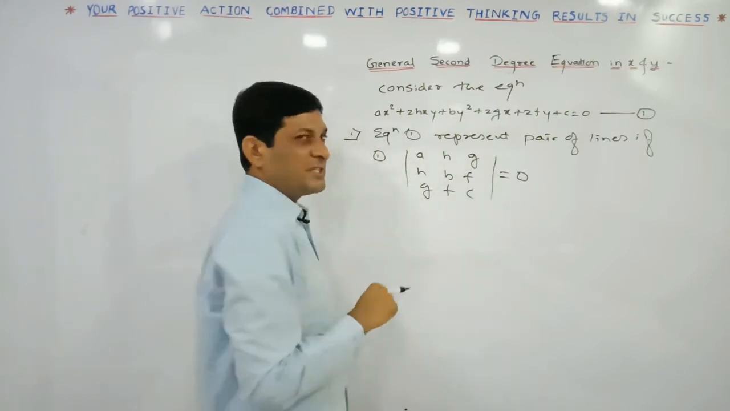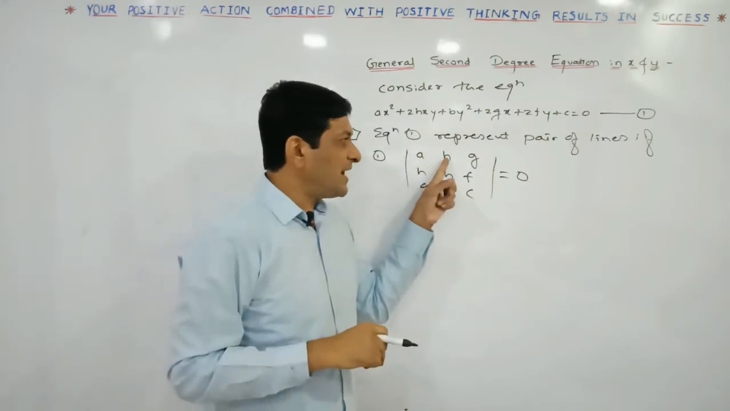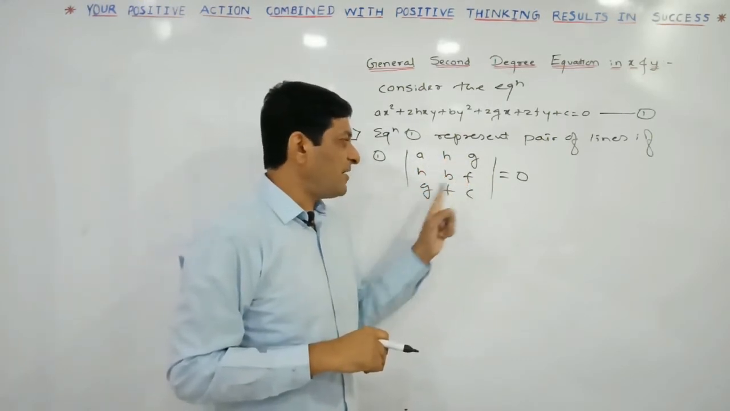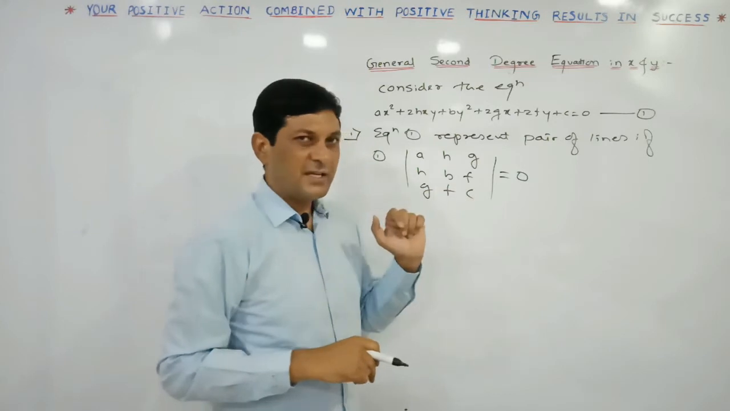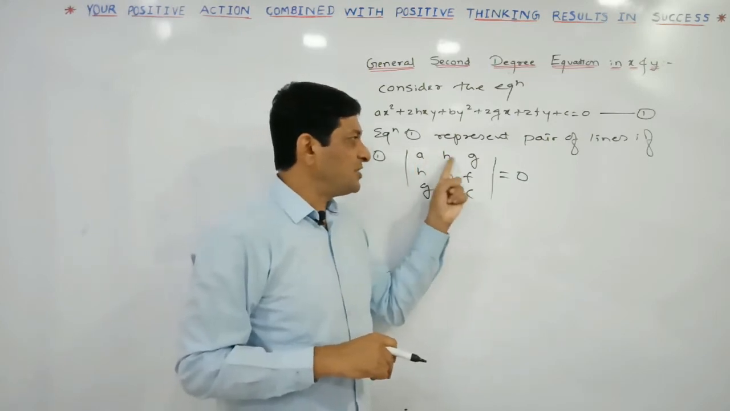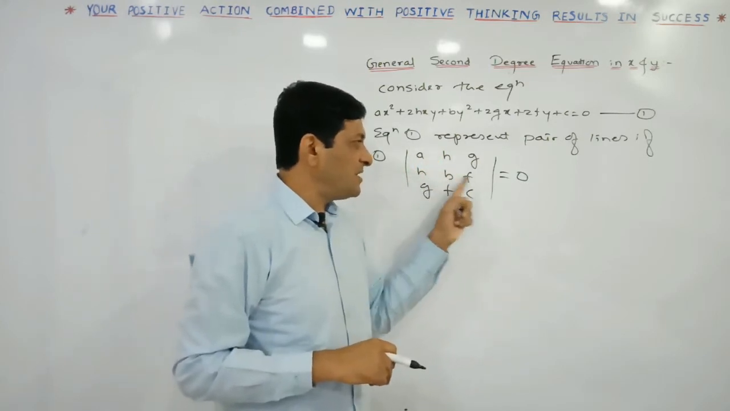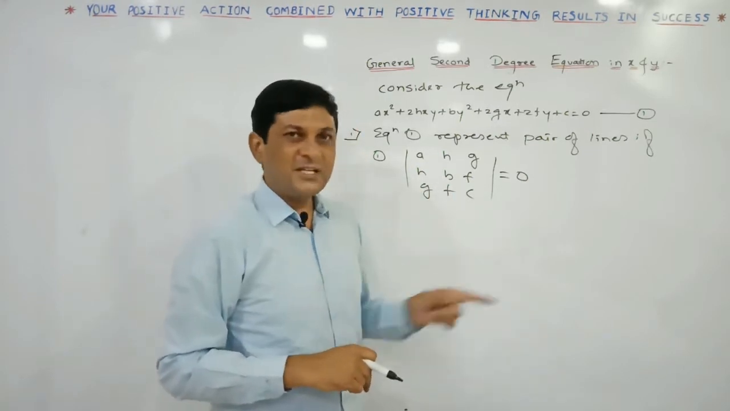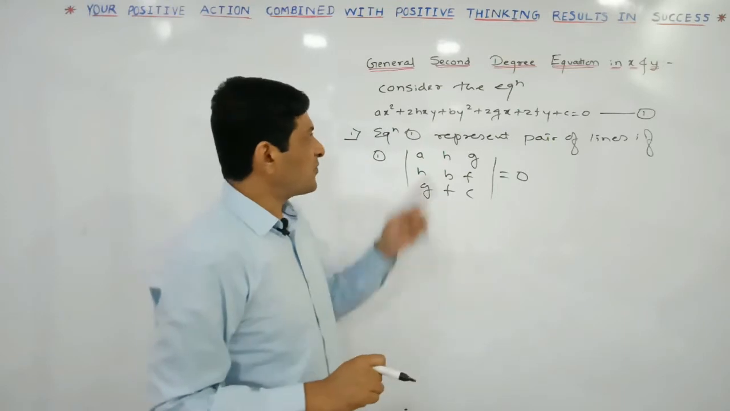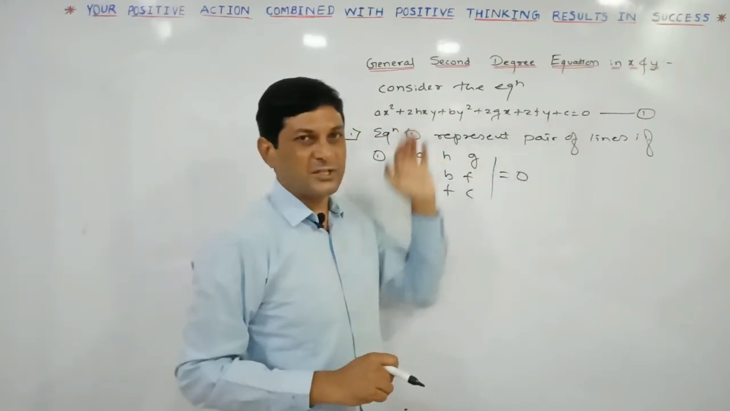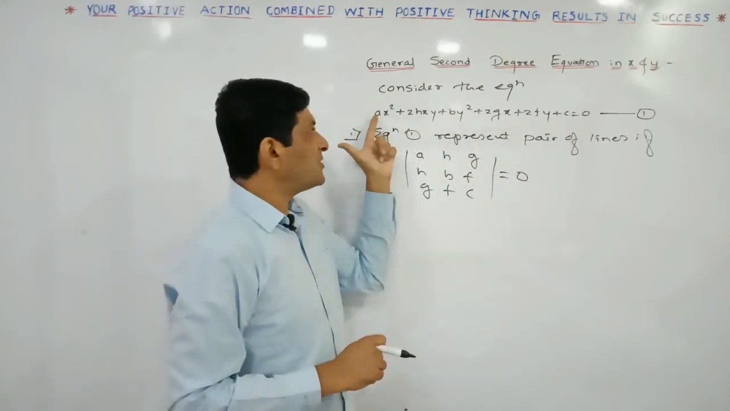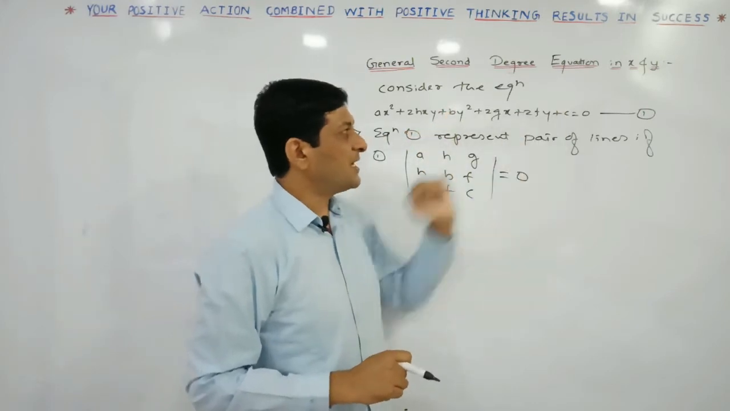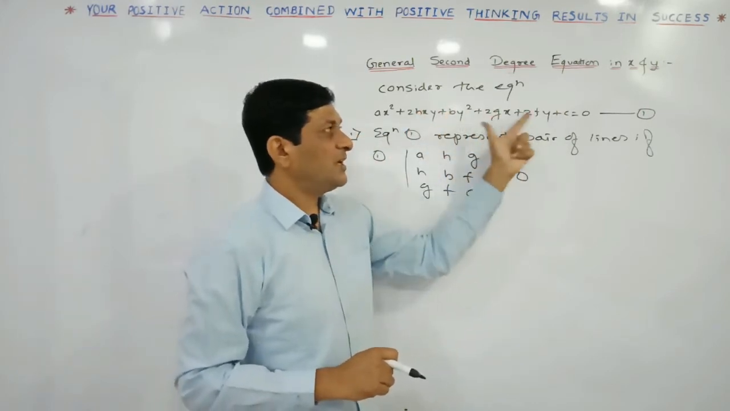The elements of this determinant are A, H, G, H, B, F and G, F, C. So elements of the first row are A, H, G, the second row are H, B, F and the third row are G, F, C. These values we are able to find out from the given general equation. From this equation we will get the values of A, B, C and also H, G, F.